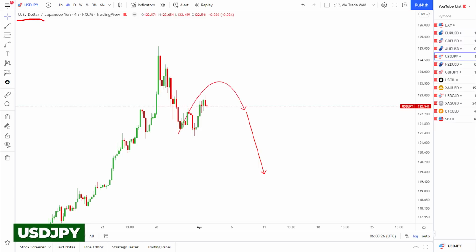Dollar yen for this one, how many of you remember that we said after 29th of March, yen pairs will start to fall? This is the first drop, right? After that, market is giving us a corrective structure. For us, we are biased to the downside, and we are looking only for our sell setups.